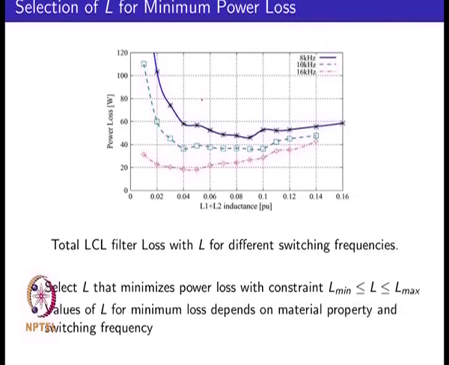So one could then look at what would be the total loss in the LCL filter. This actually includes not just the losses in L1 and L2, it also includes the losses in damping terms in the circuit. So if you look at the loss term overall as a function of L, what is shown in this green dotted line is the total loss as a function of L1 plus L2, where it is varied in between the 1% to 14% range, and we are looking at 3 different frequencies.